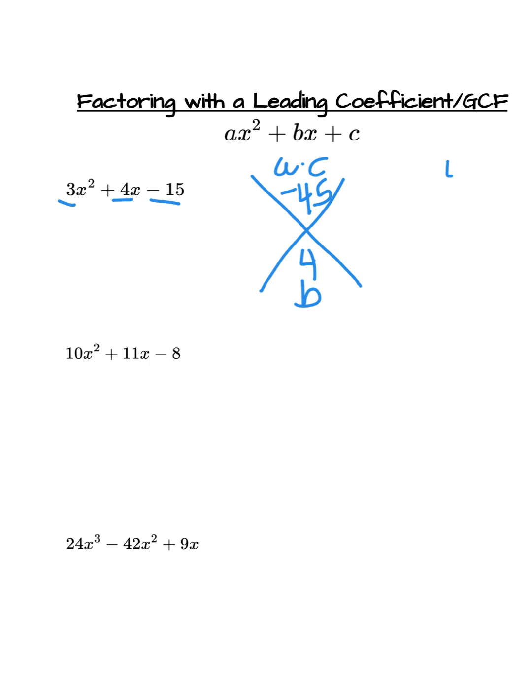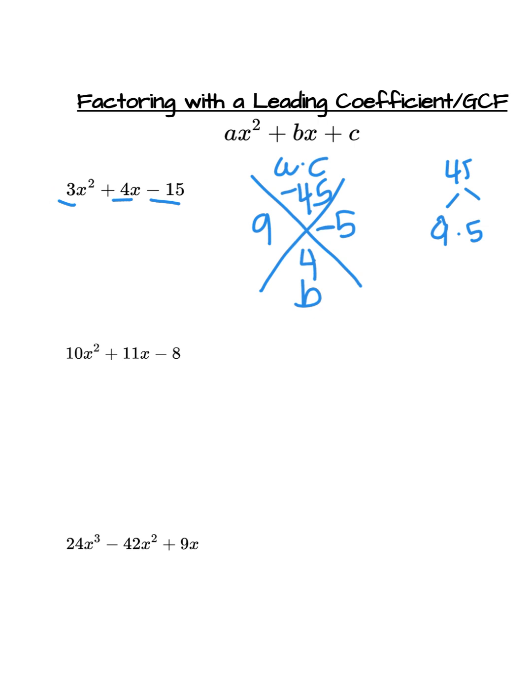Okay, so now I write out my factors of 45. I need to make sure I get 4. That would be 9 and 5. So 9 times 5 would go in here. Where the 9 and 5 are, we need a negative 45 when we multiply, but then we need a sum of 4, which means the 5 is going to be the negative.